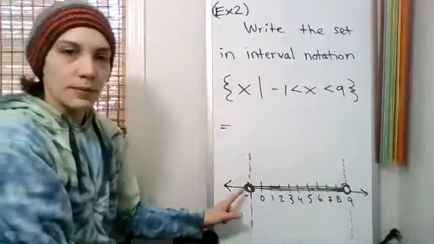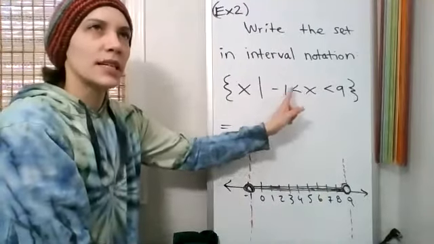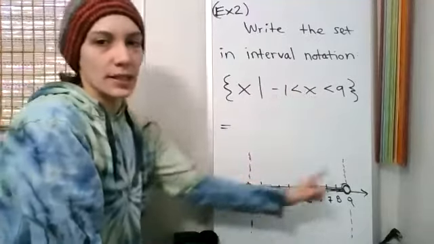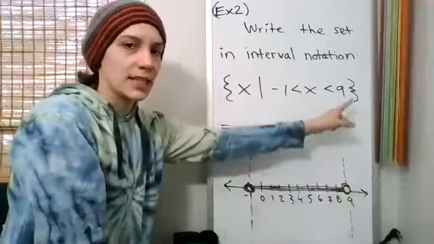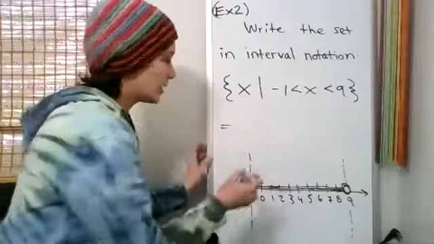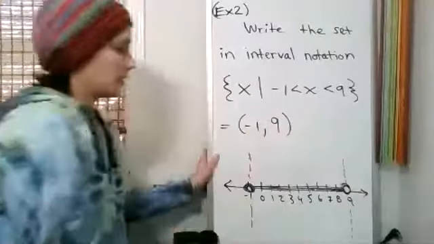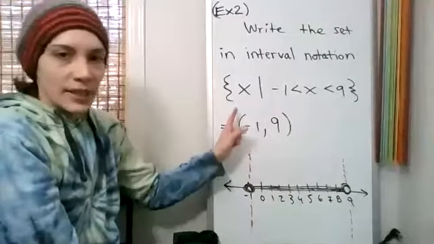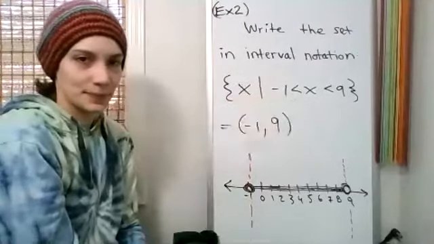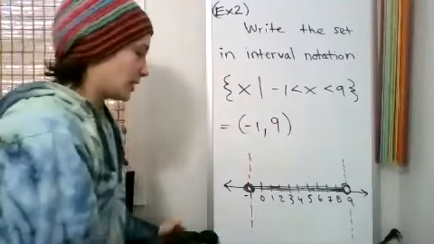If you try something like -5, it would make this part false. -1 less than -5 would be false. We leave out those numbers. Same with something like 10. 10 less than 9 is false. So everything past 9 is not included in your set. Just from -1 up to 9. And the parentheses leave out those numbers, the strict inequality. Last one for interval notation.